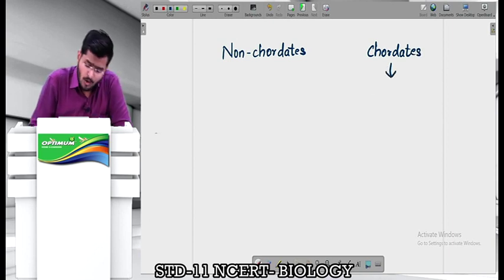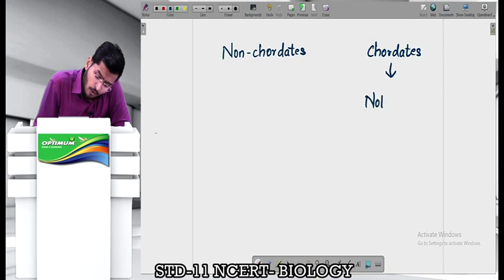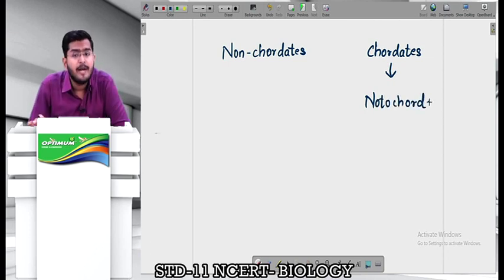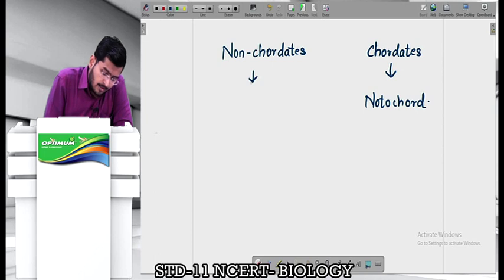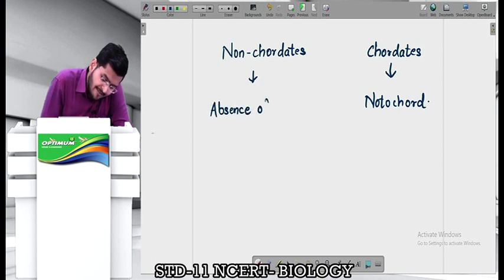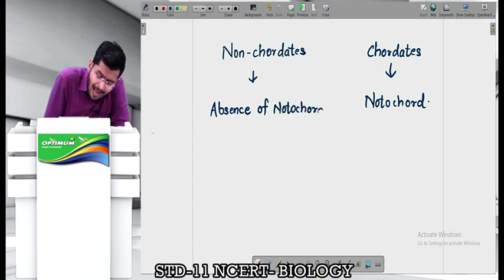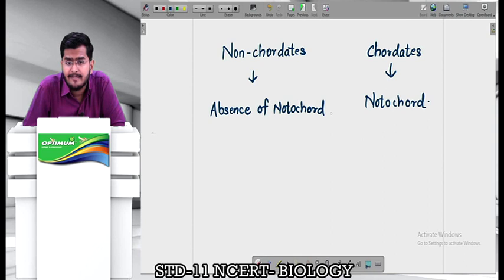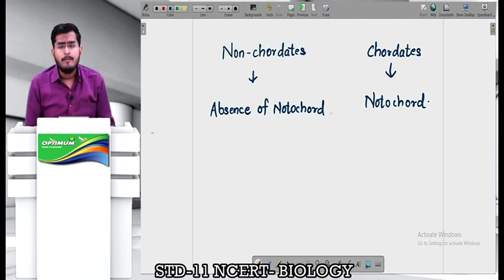Chordates are those organisms which have a rod-like structure called a notochord. So the presence of a notochord in an organism indicates that these are chordates, while absence of a notochord classifies them as non-chordates. So those who have a notochord are called chordates, those who don't have a notochord are called non-chordates. Now your question should be, sir, what do you mean by a notochord?